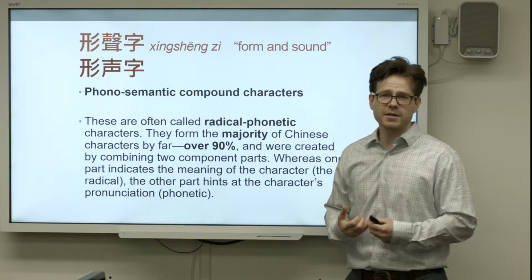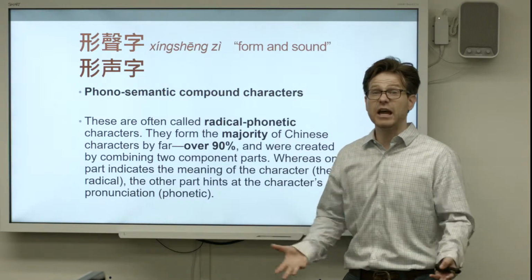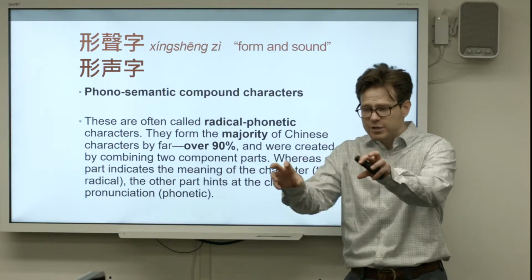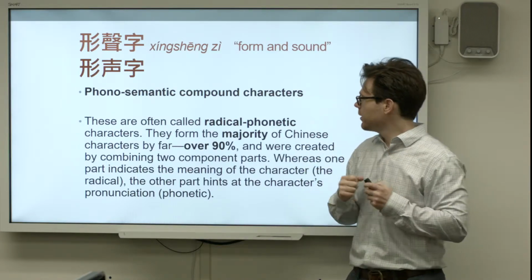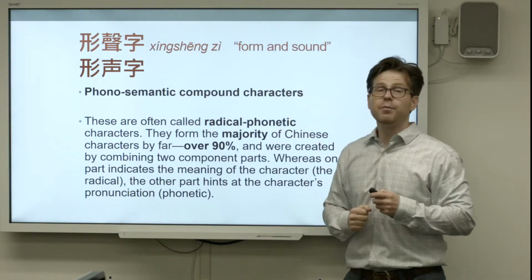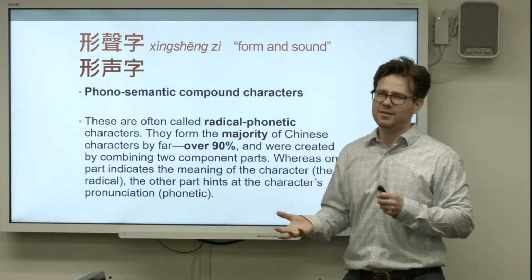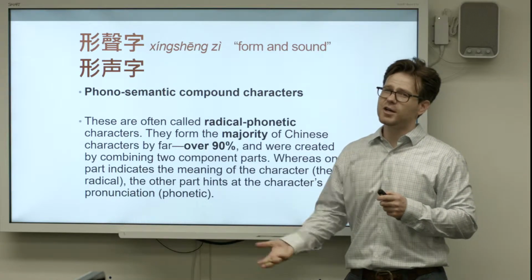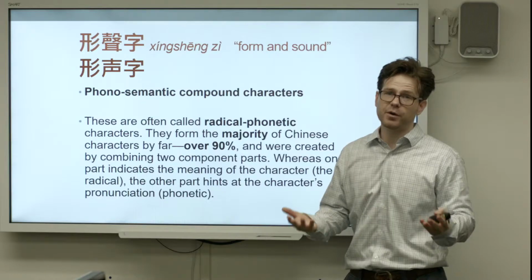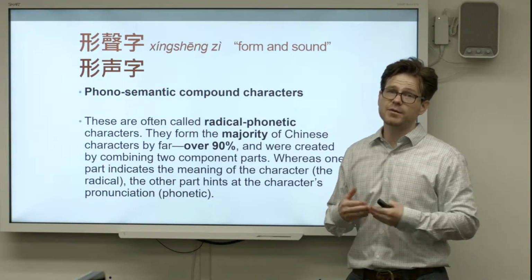I've said oftentimes that Chinese characters are like Legos. So which Legos are you going to put together to make the character? The phonetic component is going to give you a hint, but oftentimes not a very good hint, about how this character might be pronounced, what other characters it might sound similar to.